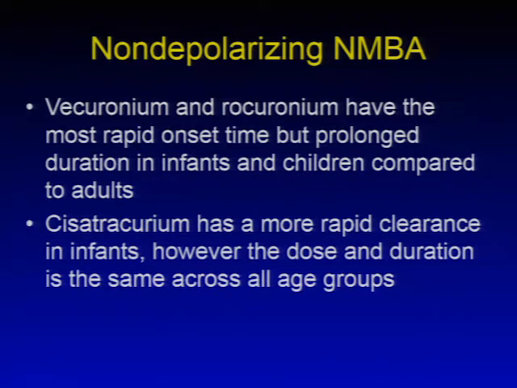The non-depolarizing neuromuscular blocking agents include vecuronium and rocuronium, and they have a rapid onset time out of this class of neuromuscular blockers, but they do have a prolonged duration in infants and children compared to adults. Therefore, redosing needs to be adjusted based on train of 4 twitches. Cisatracurium has a more rapid clearance in infants. However, the dose and duration is the same across all age groups.